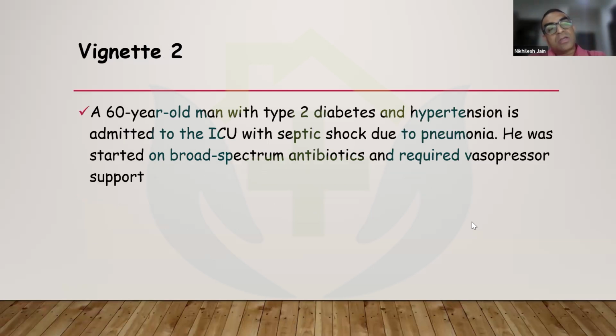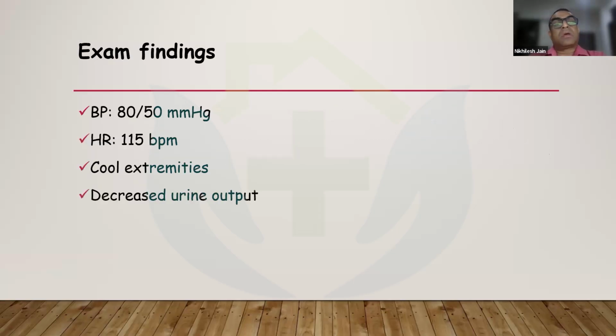There's the second vignette. You have a 60-year-old man, type 2 diabetes and hypertension, who is admitted to the ICU with septic shock because of pneumonia. Now, this guy was started on broad spectrum antibiotics and he required vasopressor support. Examination findings: BP of 80 by 50 mm of mercury, tachycardic, heart rate of 115 beats per minute, cool extremities, as well as decreased urine output or oliguria.